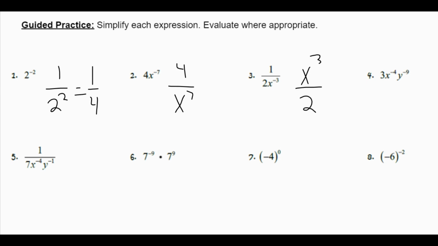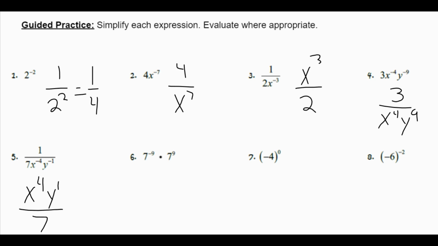Number 4, we have 3x to the negative 4, y to the negative 9. The x and the y are the only ones with negative exponents, so I'm going to keep the 3 in the numerator and then move the x and the y to the denominator. So x to the 4, y to the 9. Number 5, 1 over 7x to the negative 4, y to the negative 1. So it's going to be x to the 4, y, over 7.